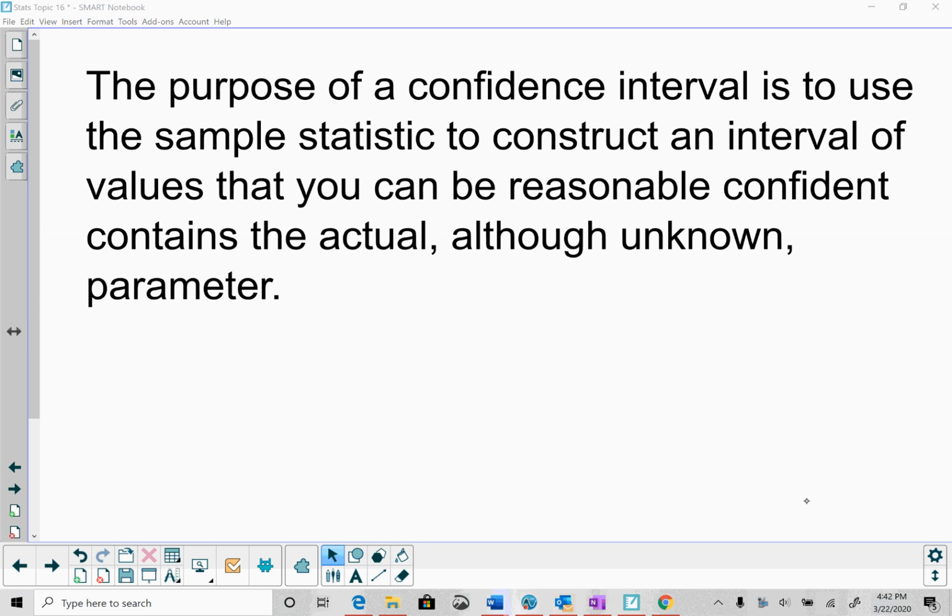So again, what I just tried to explain a moment ago, the purpose of building a confidence interval is to use some statistic that we got from a sample to construct an interval of values, again, a range that you can be reasonably confident contains that actual parameter, although we don't know exactly what it is. If we knew exactly what the population parameter pi was, we wouldn't need a confidence interval.